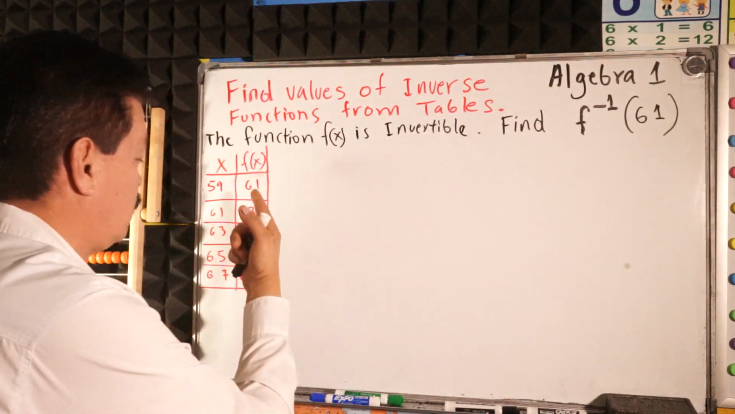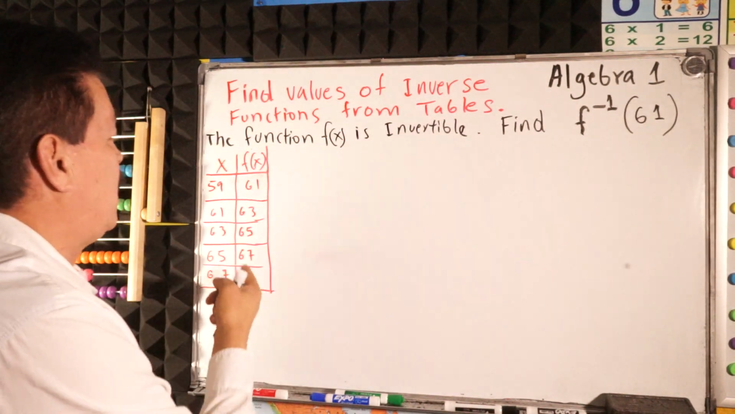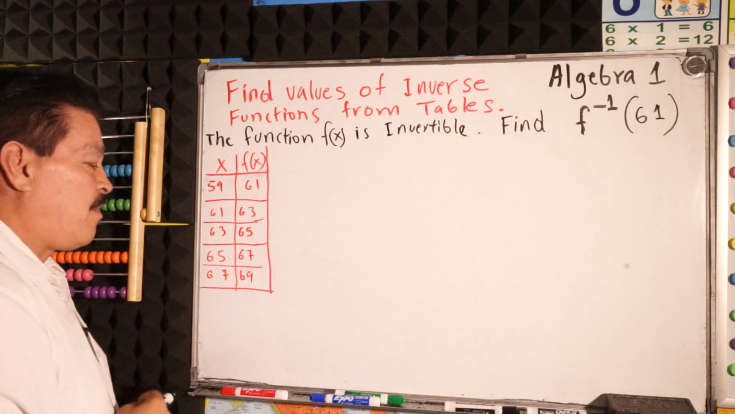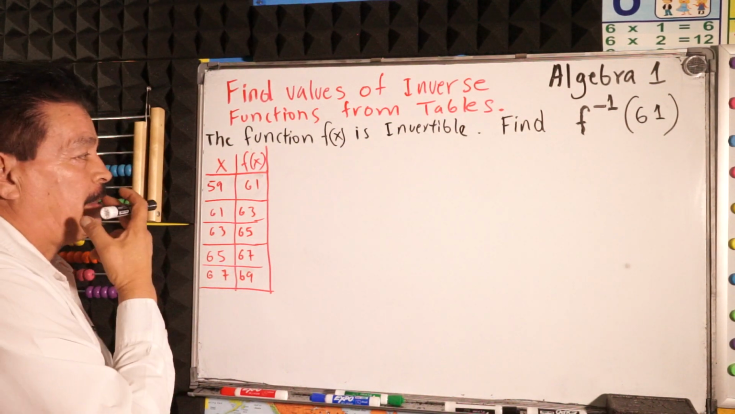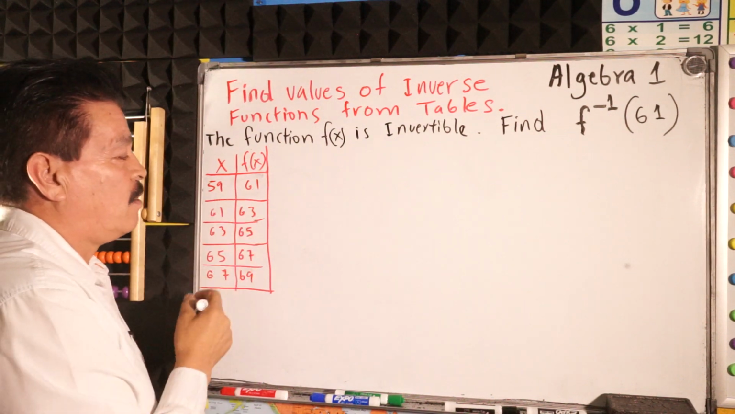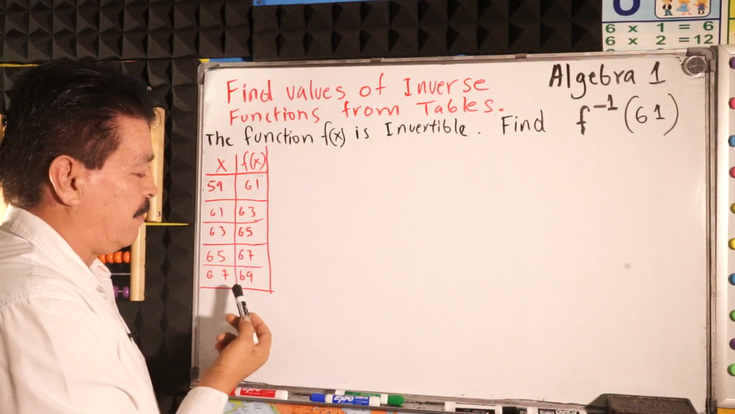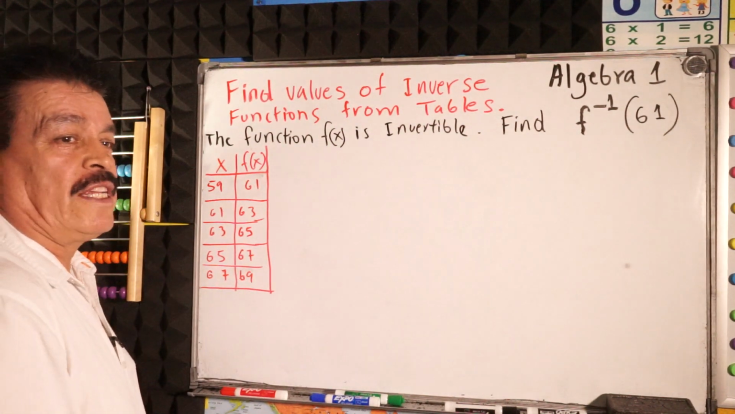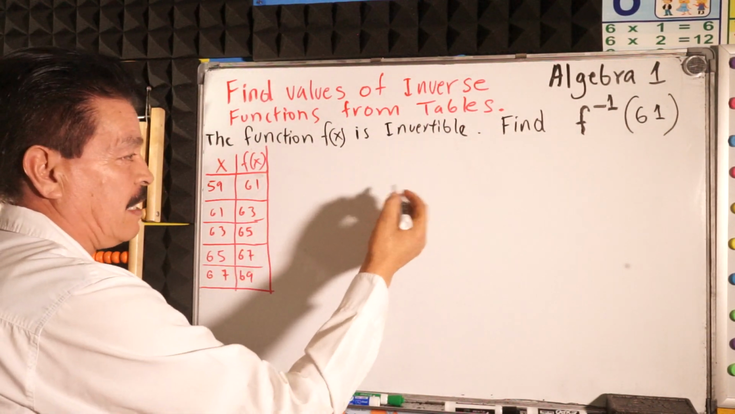Okay, this is our table. Our table has the values x: 59, 61, 63, 65, 67. And then f of x is 61, 63, 65, 67, 69. What do I mean by this? A function is a rule. Let me write some ideas.